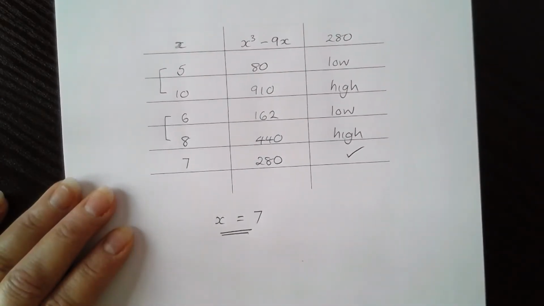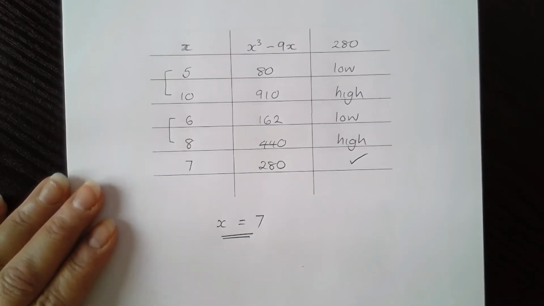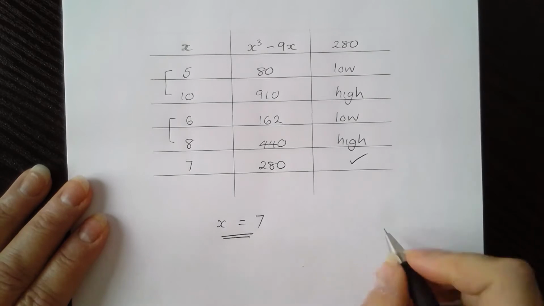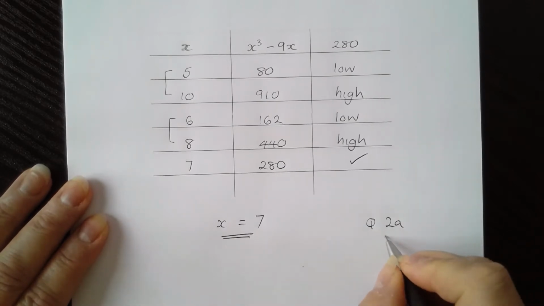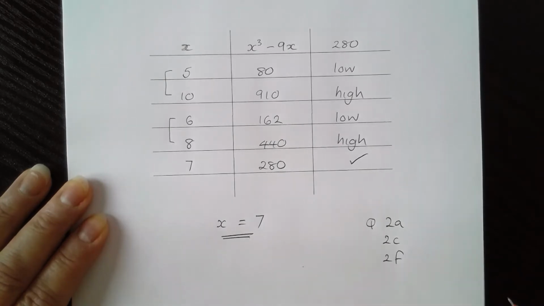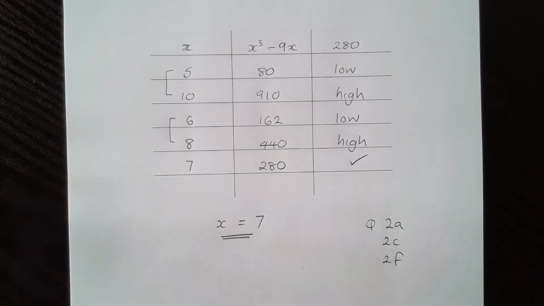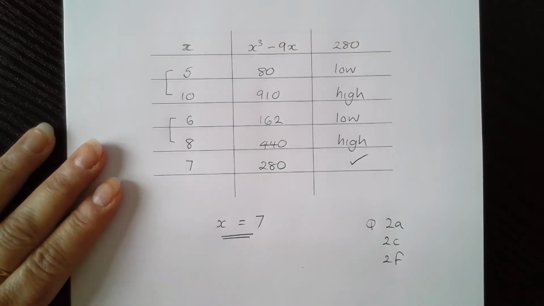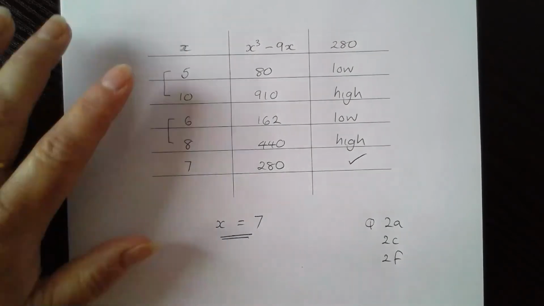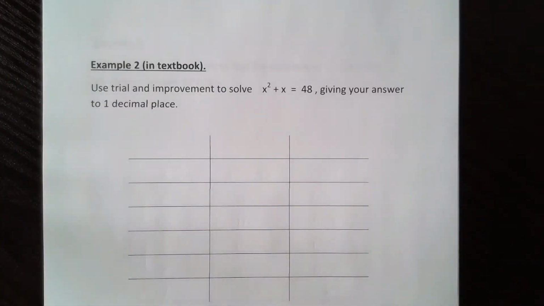Always write down your answer at the end underneath the table. Now I want you to pause the video for 10 minutes and have a go at questions 2A, 2C and 2F. Just do those because this method of solving equations is quite time consuming, so just do those 3. Make sure you use a table and that you set out your steps in a systematic way like this. Hopefully you've done those and checked your answers with the answer sheet.